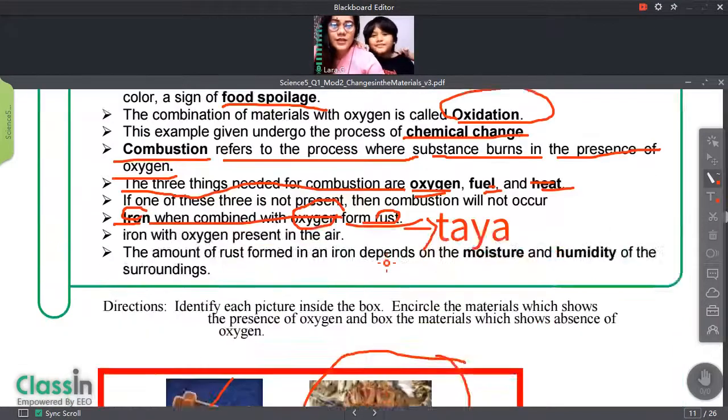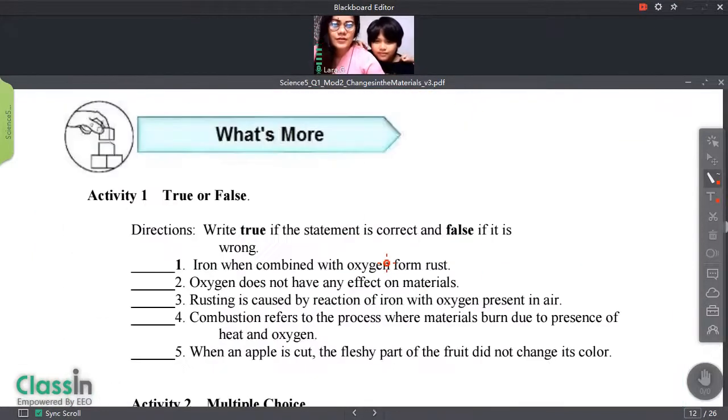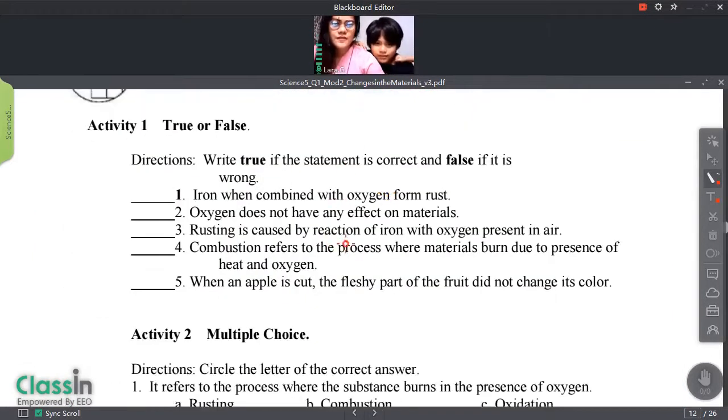True if the statement is correct and false if it is wrong. Iron, when combined with oxygen, forms rust. Is it true? True. Yes, so you write true.